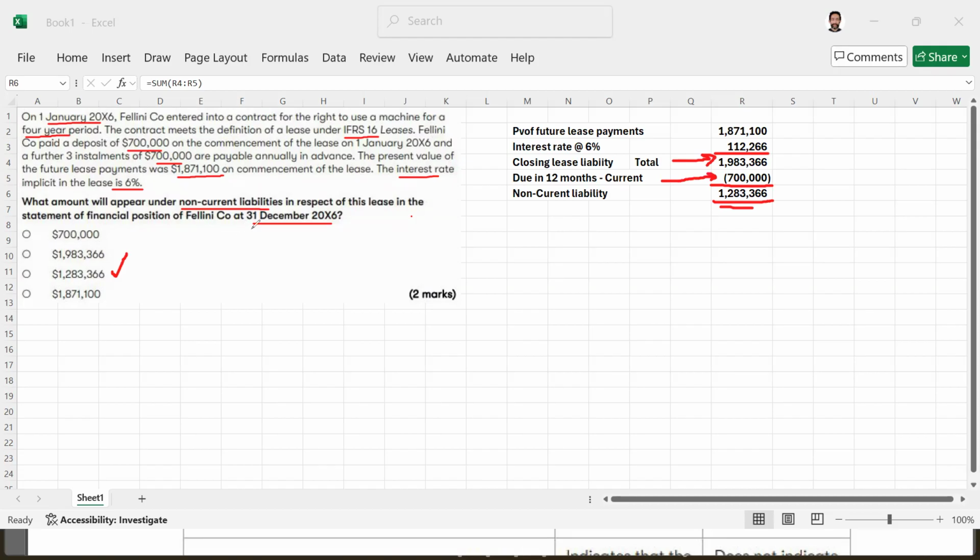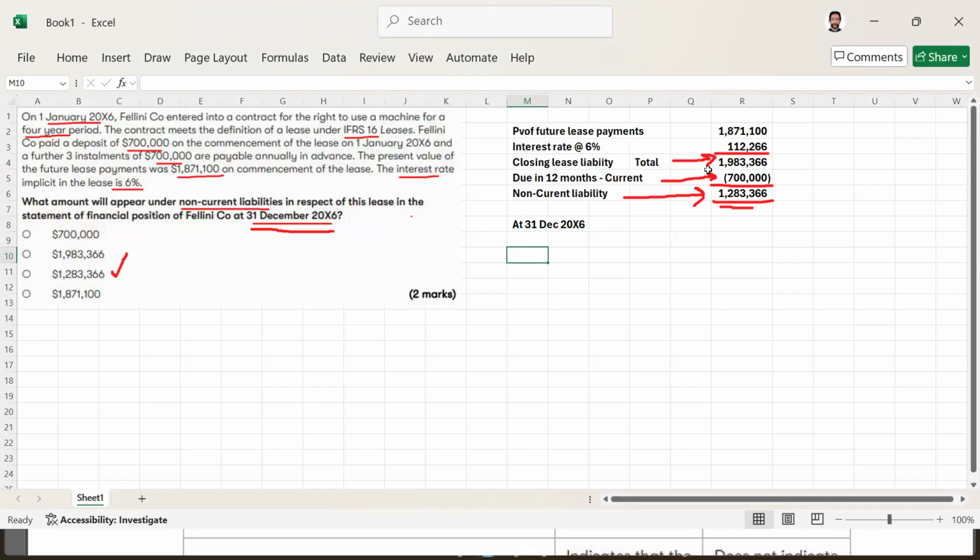Remember, we are standing at 31st of December 2026, and at this date we are looking at what we owe in total, that is this figure, what we owe in 12 months, and what we owe after 12 months. So the amount that we owe after 12 months is the non-current liability. This is total, this is current, and this is non-current. And all of this is done at 31st of December 20x6. This is the date at which we're deciding that.